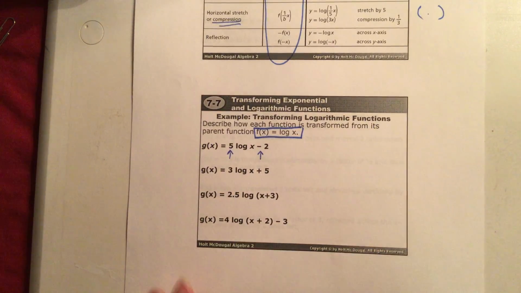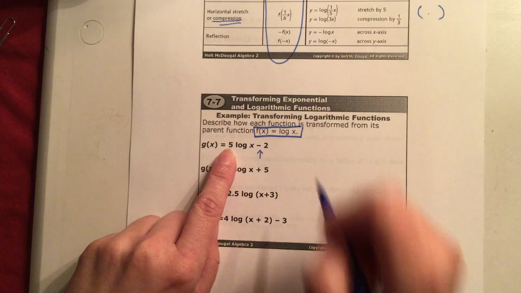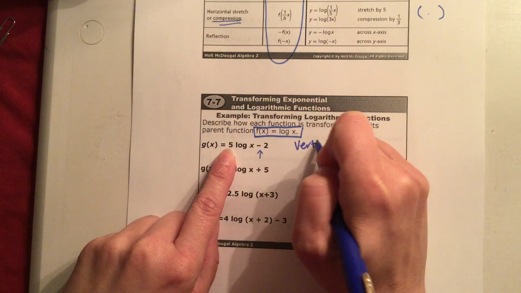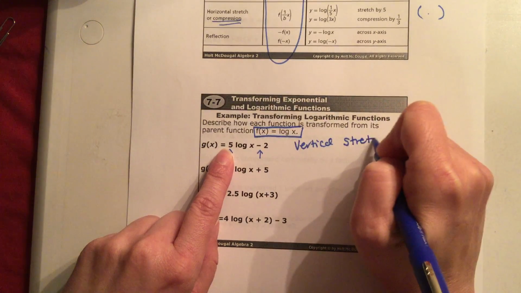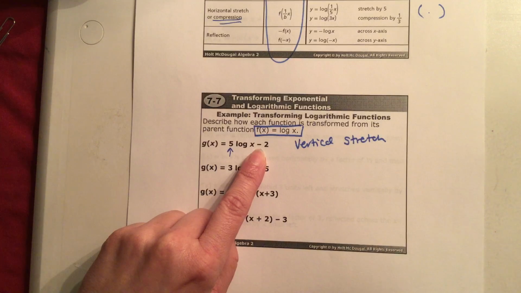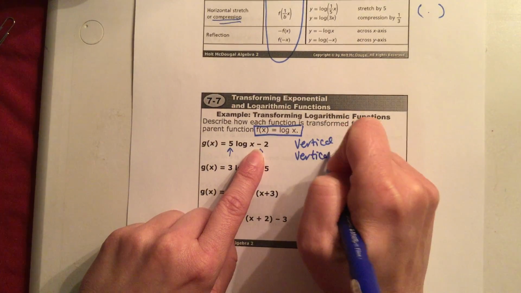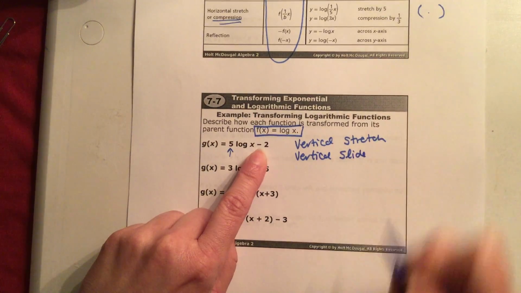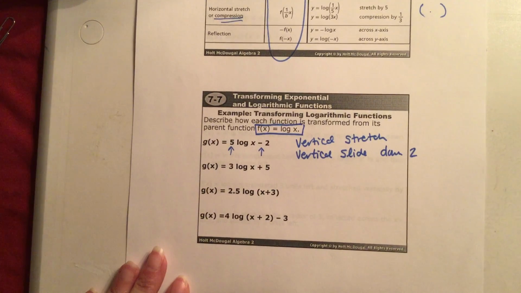Multiplication goes before subtraction. So if I have a 5 being multiplied out front, that is a vertical. 5 is bigger than 1, so that's a vertical stretch. Now I'm subtracting, not in parentheses, so that's a vertical slide. Because it's -2, I am moving the shape down 2.